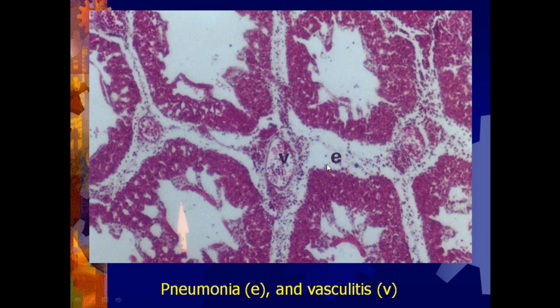And then there will be E. Sorry, this E means edema. The space between lobules will be widened like this, with some inflammatory cells in the interlobular septae. And also there is vasculitis. These are blood vessels with many inflammatory cells around them, indicating vasculitis.